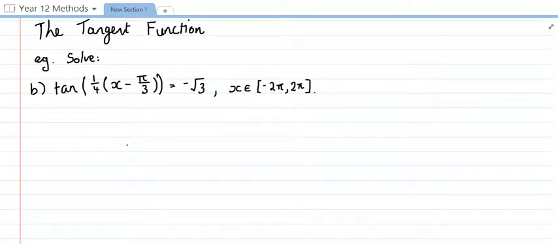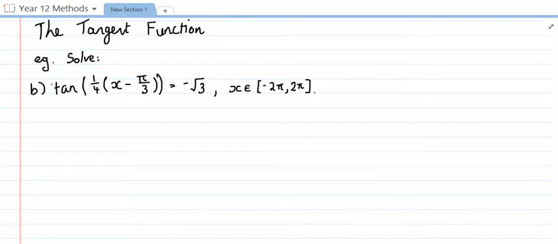Okay, I'm now going to attempt a more complicated equation. So this one has all of this mess here dealing with some kind of horizontal translation, still equal to a nice exact value of negative root 3, but we've also got the domain being solved from negative 2 pi to 2 pi. So we have to consider some negative angles here as well, which could just make things a little bit more complicated.